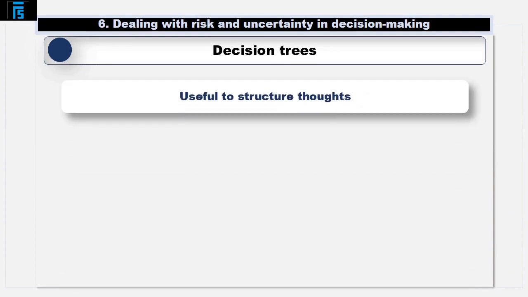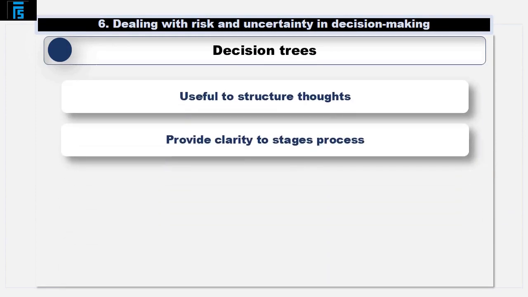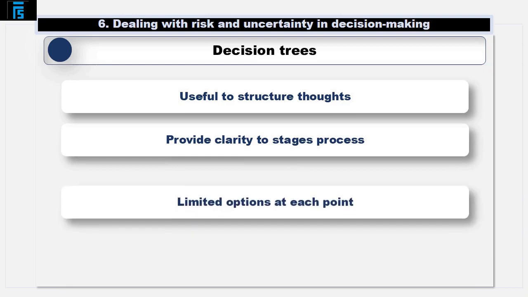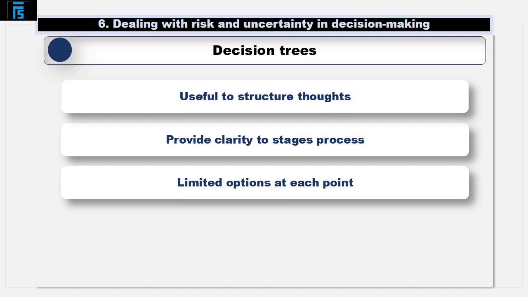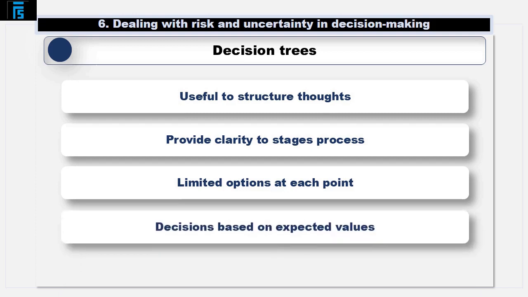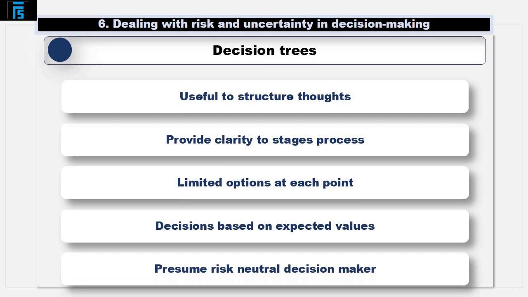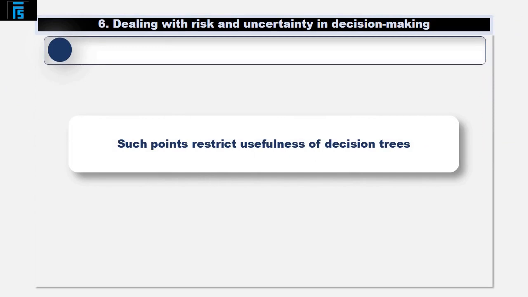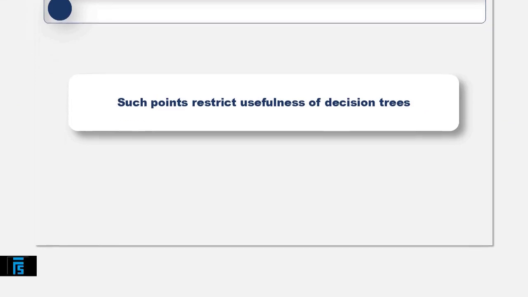Decision trees are useful as they help us to structure our thoughts and give clarity to a staged process. However, in the main, we're assuming there are limited options at each point, otherwise the tree becomes unwieldy. We know the probabilities and possibilities and are happy making decisions based on expected values. This latter assumption presumes we are therefore risk neutral. In reality, these points restrict the usefulness of decision trees, and these points should be noted in your exam if called upon to criticise decision trees as a technique.